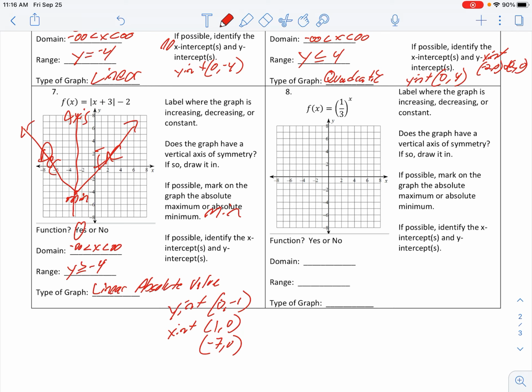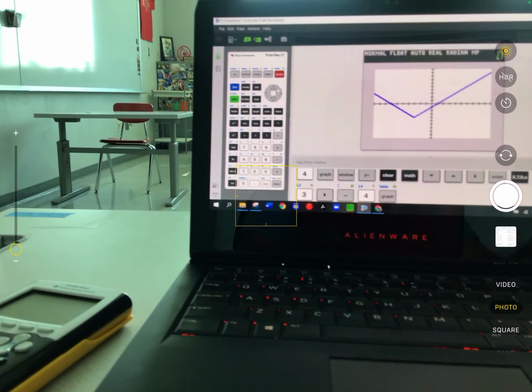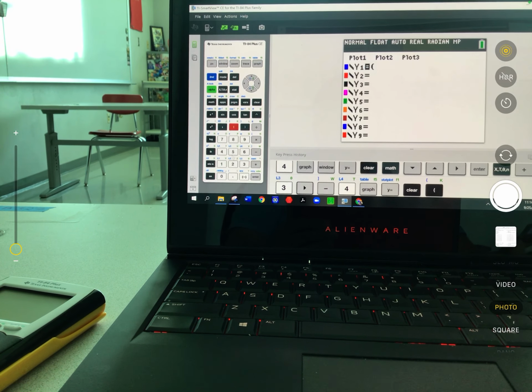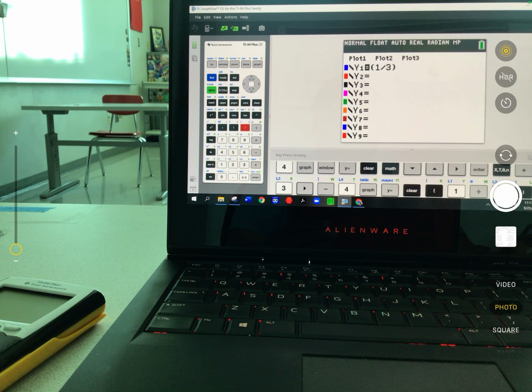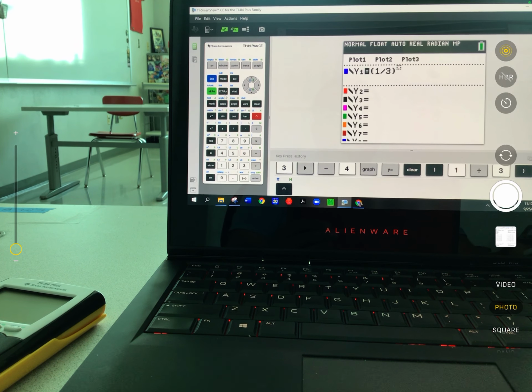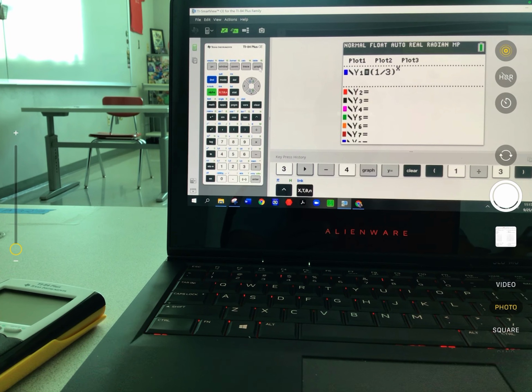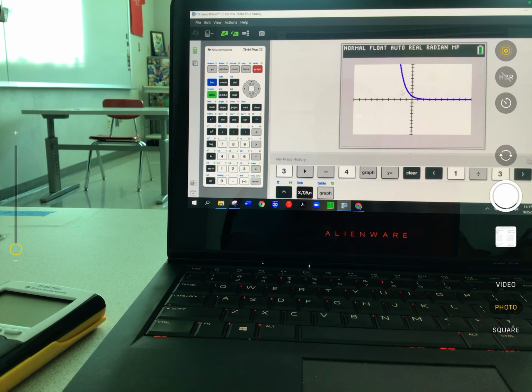1/3 to the x. As soon as I see to the x power, I know that's going to be exponential, and I know it's going to be some type of curve, and exponentials are functions. So let's go punch it in. Okay, what I'm about to punch in is parentheses for a fraction, and then I close those parentheses. We've done that before. That is nothing new. Exponent to the x power, and let's see what type of curve we get.